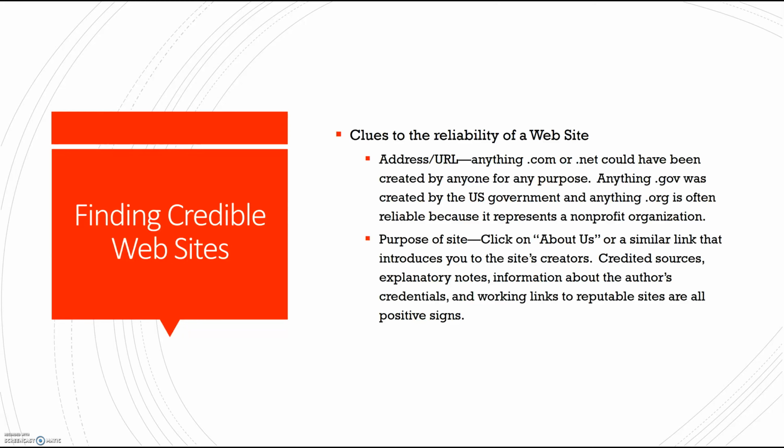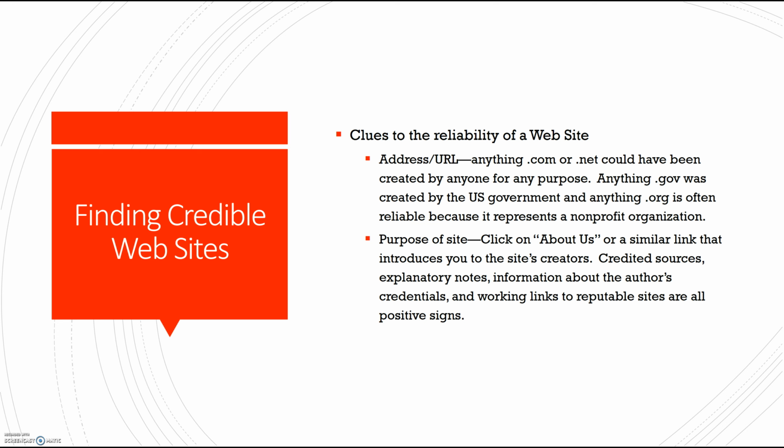All right, clues to reliability of a website. The address or URL is the most important thing you can look at. If it's .com or .net, it literally could have been created by anybody. Let's see, who are we going to pick on? I don't know, Zaid Qasim or Amr or anybody could have gone and created this website and been like, yeah, this is 100% real, and it's really all fake.